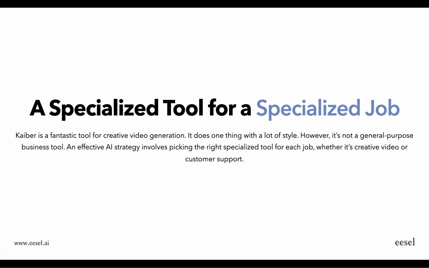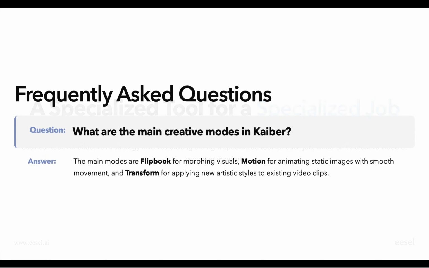When you get right down to it, Kaiber is a fantastic, highly specialized tool for creative video generation. But it's not a general purpose business tool, which highlights the importance of picking the right AI for the right job. So, a common question is about those main creative modes. In short, Flipbook is for morphing, Motion is for animating stills, and Transform is for restyling existing videos. Each one is designed for a very different creative outcome.